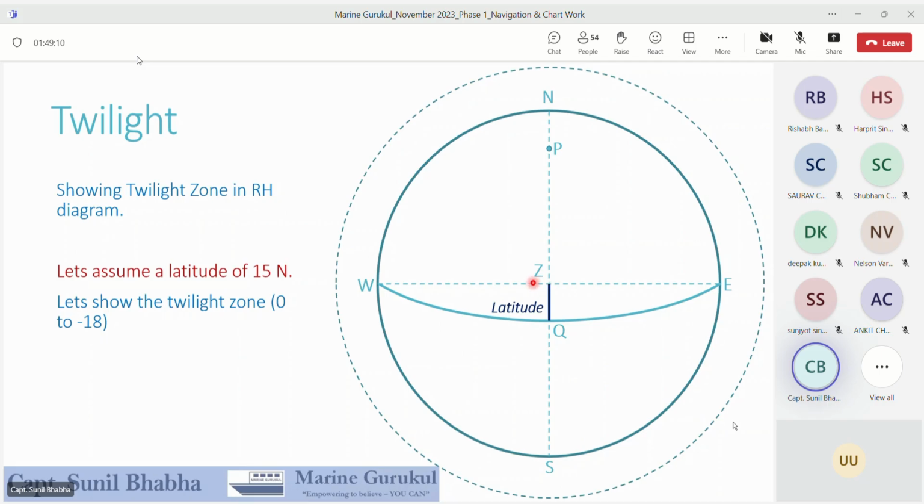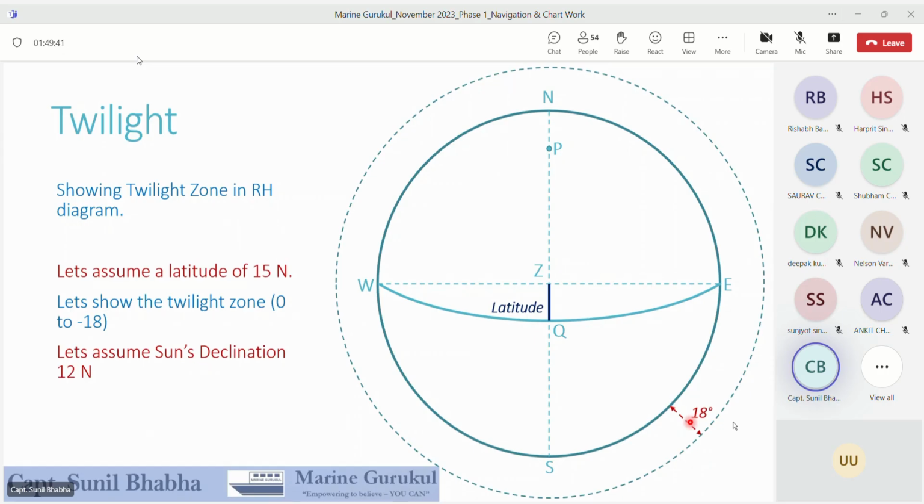So you can now easily visualize that zenith represents 90 degree altitude. As you go towards the horizon, the altitude decreases: 80, 70, 60, 50, 40, 30, 20, 10. At the rational horizon, it is 0 degrees. And when you go beyond the rational horizon, the altitude goes into the negative zone. The width of this particular band is 18 degrees because the twilight zone remains till the time the sun has gone 18 degrees below the horizon.